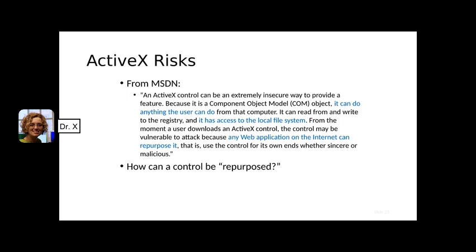So here I challenge you to think how a control can be repurposed. Once a control is installed, any web page that knows the control's class identifier can access it using an HTML object tag embedded in the page. So think about how this can be repurposed for malicious reasons. Okay, so there are lots of vectors for attack for ActiveX, and that is why it has been phased out from browsers.